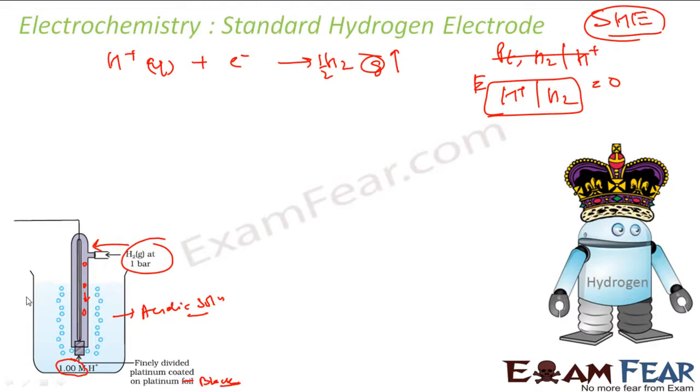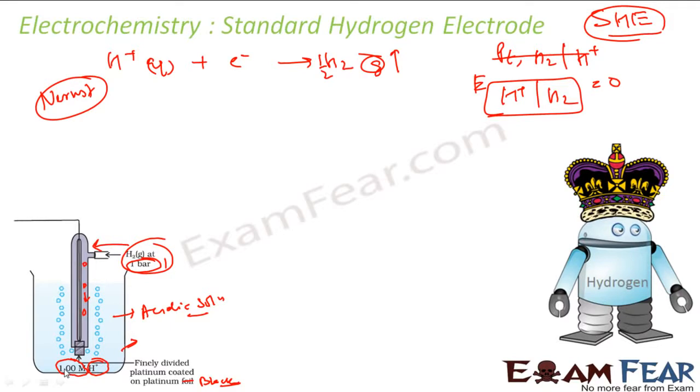And please note, the concentration of both reduced and oxidized form of hydrogen, that is H plus and H2, is maintained at 1 molar. So this is also 1 molar. This is 1 bar actually, that's correct, STP. And this H plus ion concentration is maintained at 1 molar. I'll explain why in the next equation, why the concentration of the electrolytes matter, right? That we'll see.